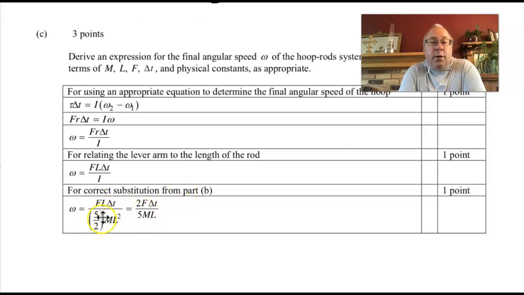Now let's say you derived the wrong I, or the I expression wasn't the same. You won't lose this point. As long as everything is consistent, you don't get double jeopardy, so you'll still get full credit if you at least use your I from part B.